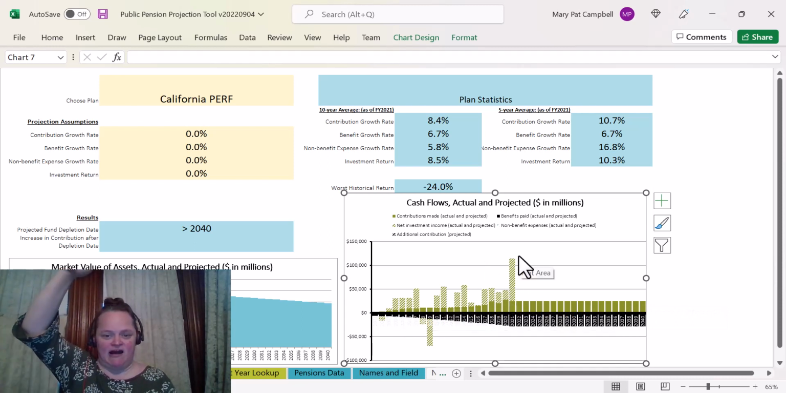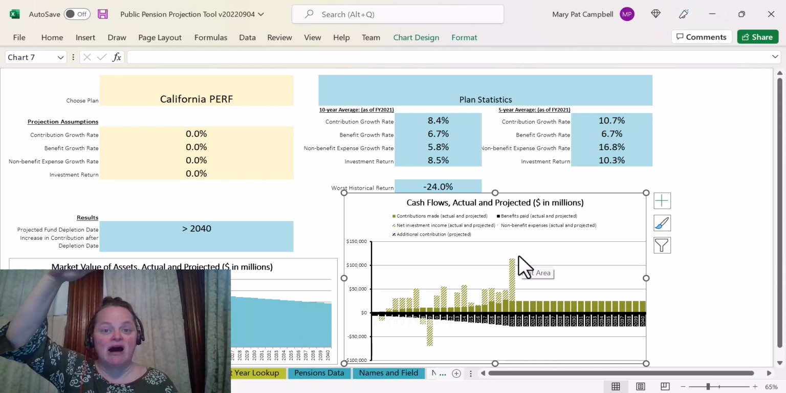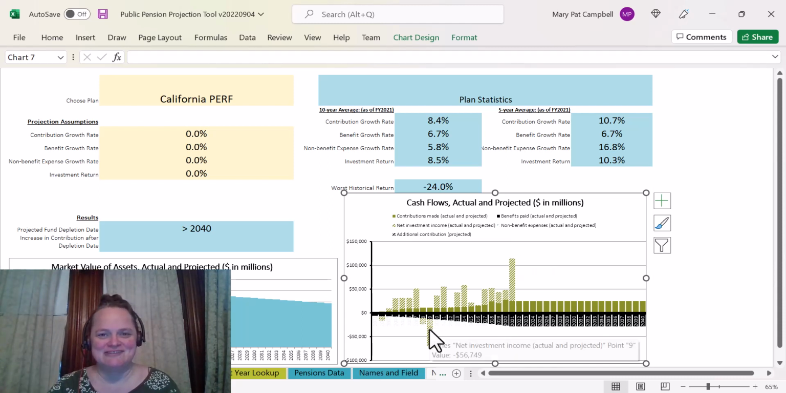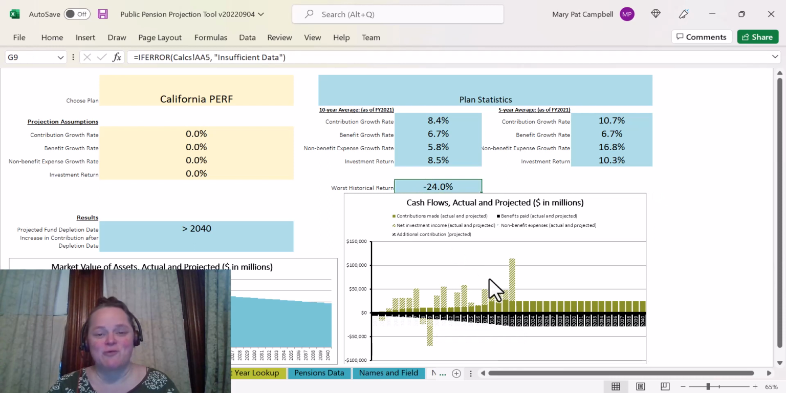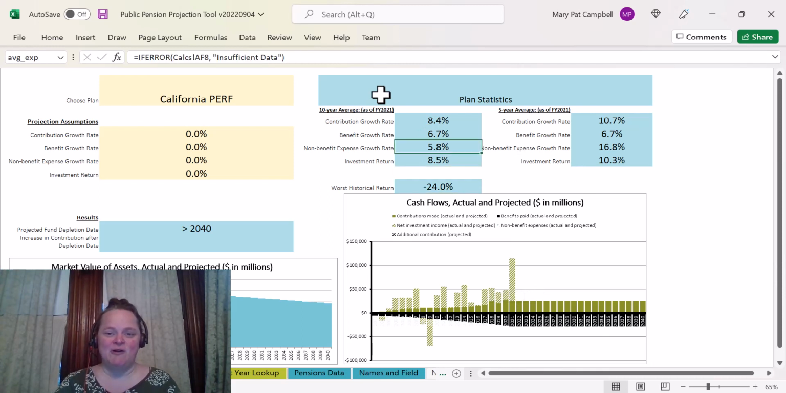So if it's on the positive side, that was a positive net investment income year. And then for fiscal year 2009, which was our bad year, it's on the negative side. You'll see that here, that's our worst historical return, in 2009, negative 24%. What we see up here are plan statistics.